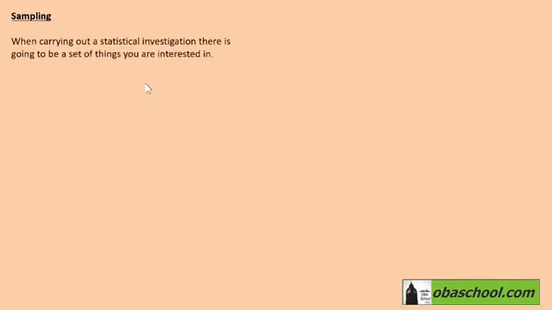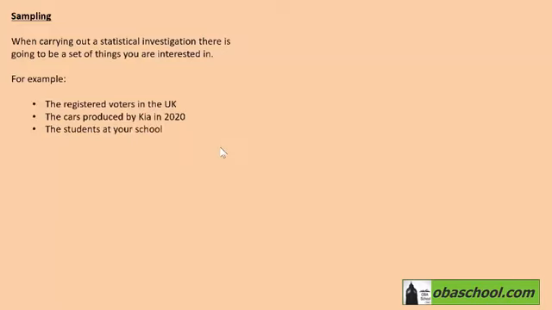When carrying out a statistical investigation, there is going to be a set of things you are interested in. For example, the registered voters in the UK, the cars produced by Kia in 2020, the students at your school. The set that you identify is known as a population.